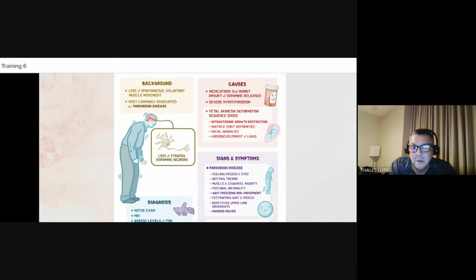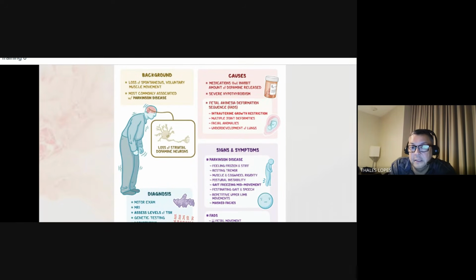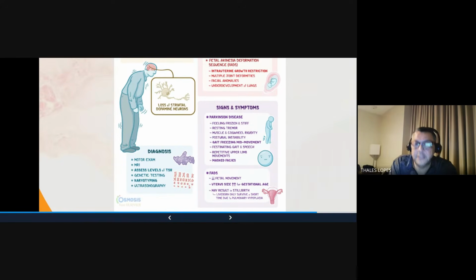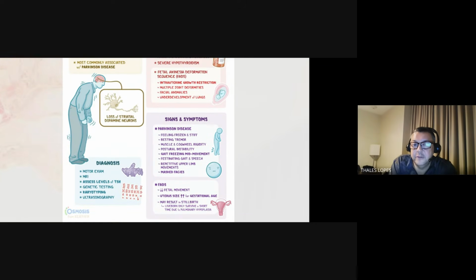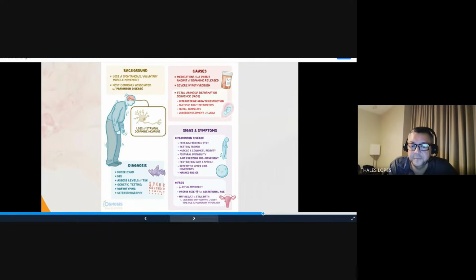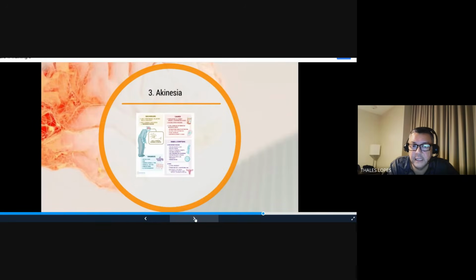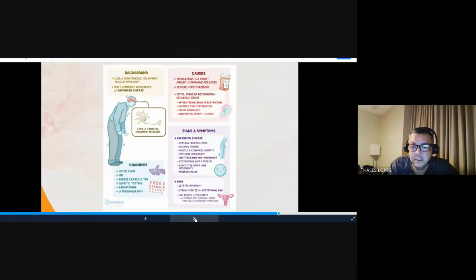So mostly commonly associated with Parkinsonian, right? They're trying to move, but they can't. Feeling frozen and stuck, stiff. Okay. Again, Cogentin.